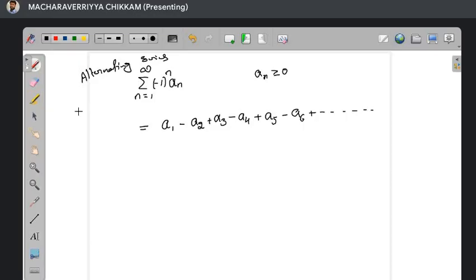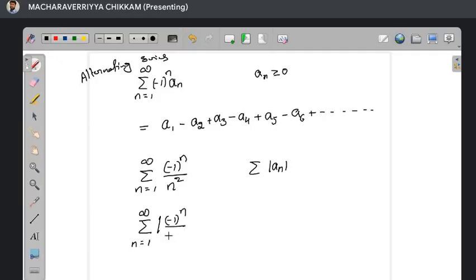So there are two types of convergence for this alternating series. Let's say you take the series summation n equals 1 to infinity of minus 1 to the power n by n square. This is an alternating series. Here, suppose I take the absolute value, I mean the summation of modulus of an, so for the entire expression I'm taking the modulus. If I do so, what do you get? Summation n equals 1 to infinity of modulus of minus 1 power n by n square, which is nothing but summation n equals 1 to infinity of 1 by n square.